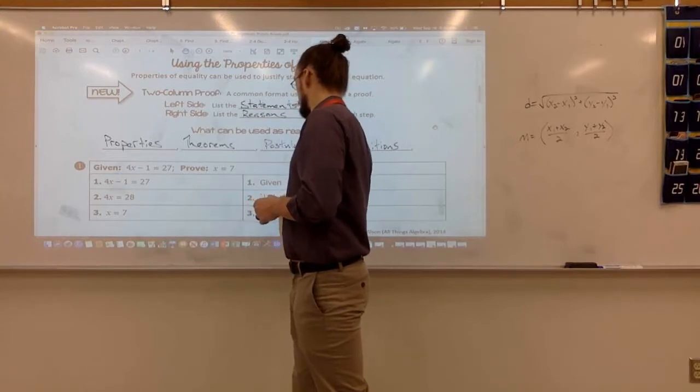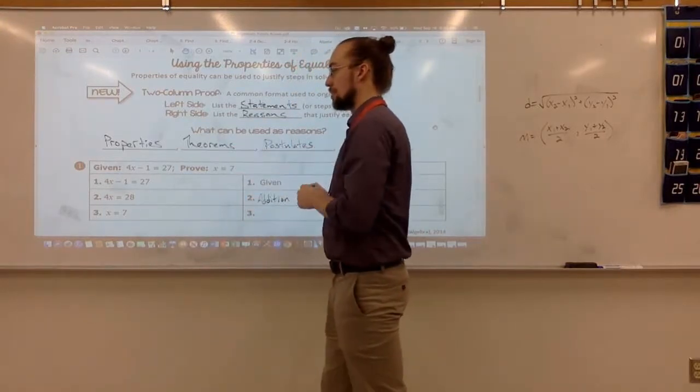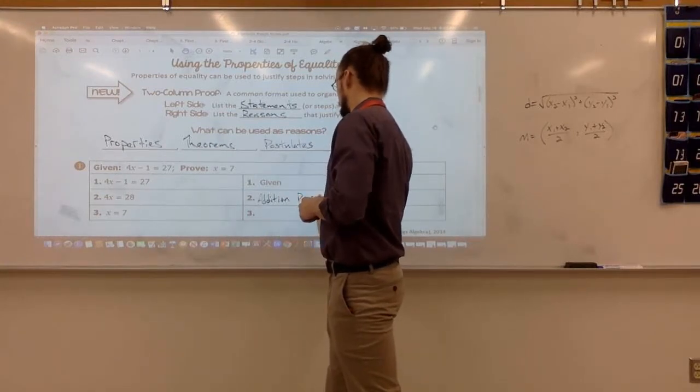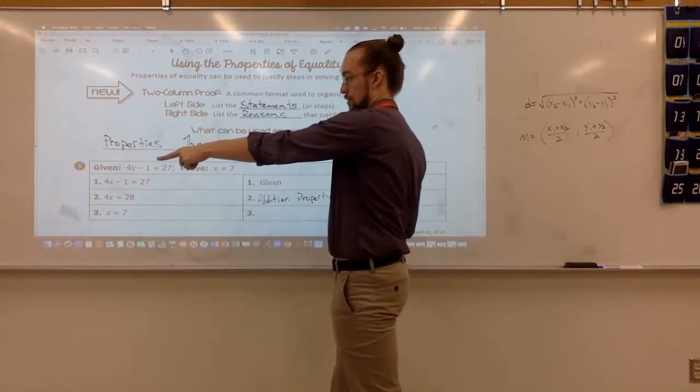This marker's about to die, so give me another black marker out of the top drawer. No.